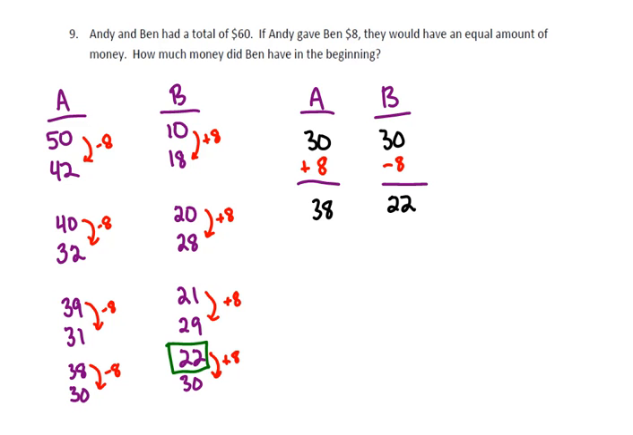Now when Andy gives away the $8, you get to the original amount. How much did Ben have in the beginning? You get to them both having the same amount. How much did Ben have in the beginning? $22. Two different ways that you might go about doing that.